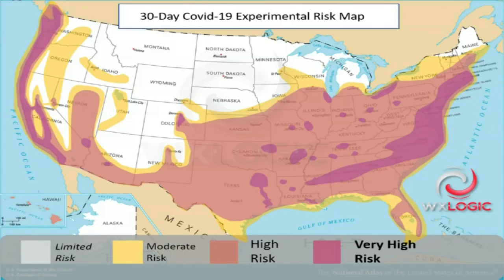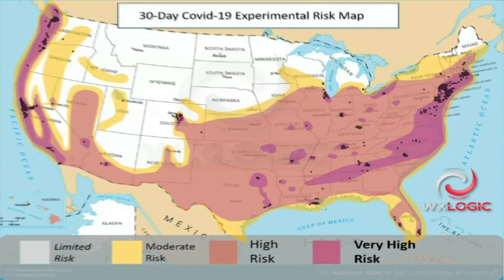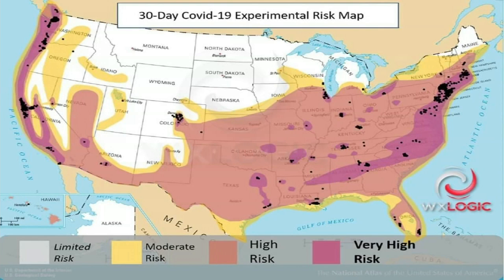This is the coronavirus risk map forecast they released on February 26th. Now overlaid is a black dot for each case of COVID-19. Notice the clusters in New York City and Boston? It felt amazing to see that verification.